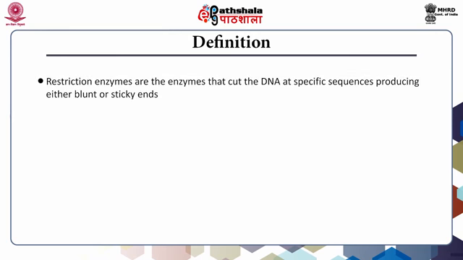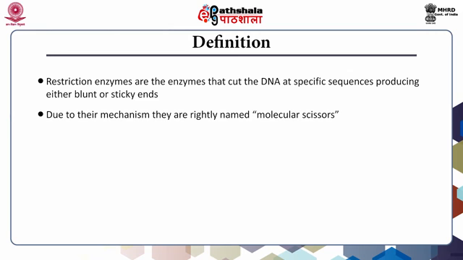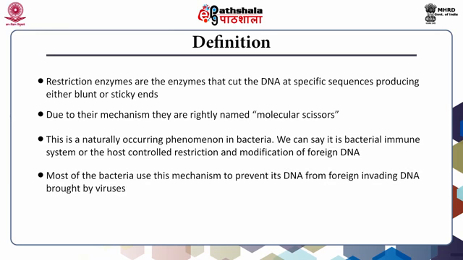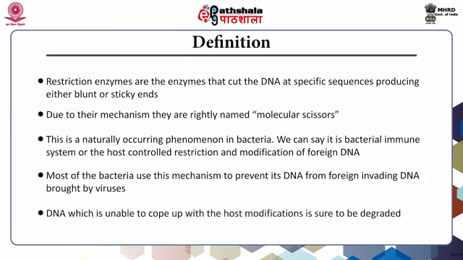Now, we will look at what are restriction enzymes. Restriction enzymes are the enzymes that cut the DNA at specific sequences producing either blunt or sticky ends. Due to their mechanism, they are rightly named as molecular scissors. This is a naturally occurring phenomenon in bacteria. We can say it is the bacterial immune system or the host control restriction and modification of foreign DNA. Most of the bacteria use this mechanism to protect their DNA from foreign invading DNA brought in by viruses. DNA which is unable to cope with the host modification is sure to be degraded.